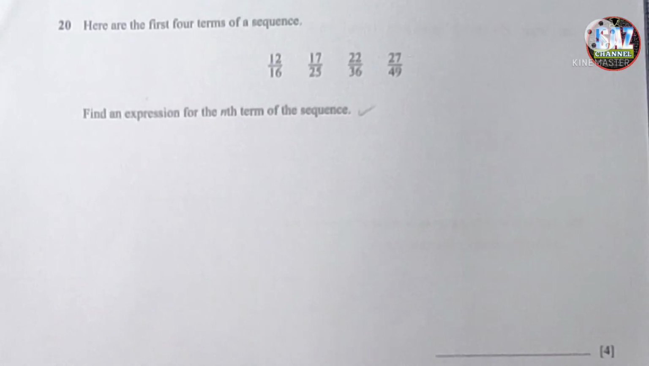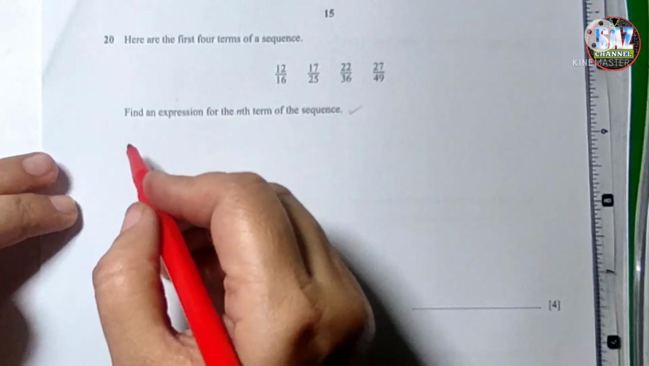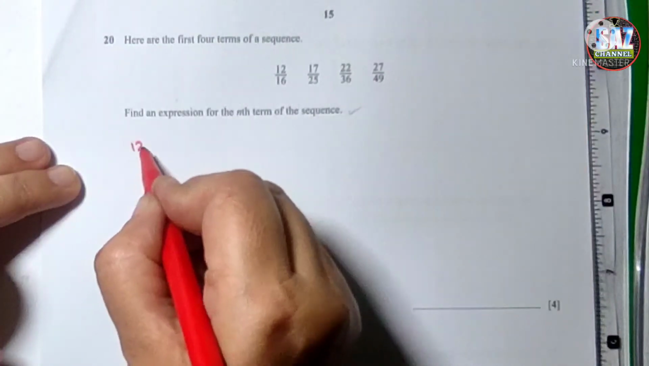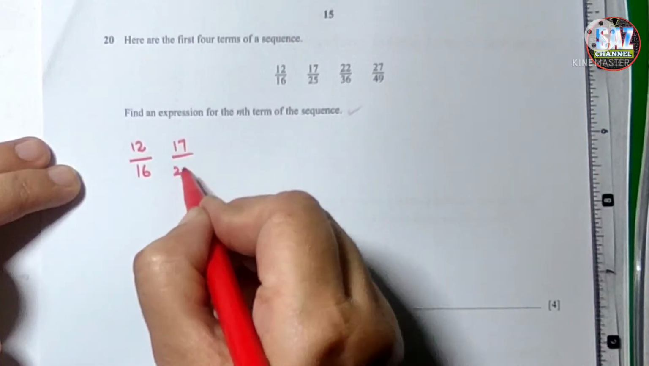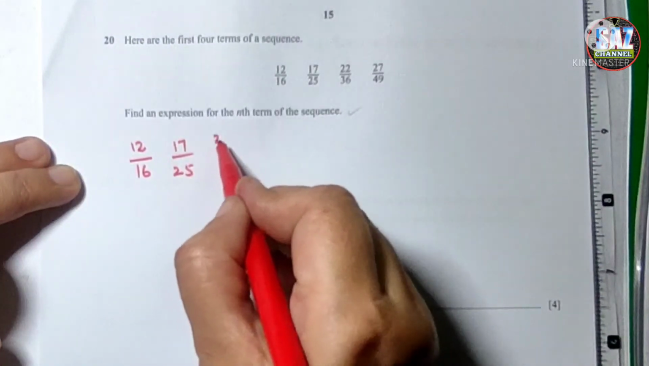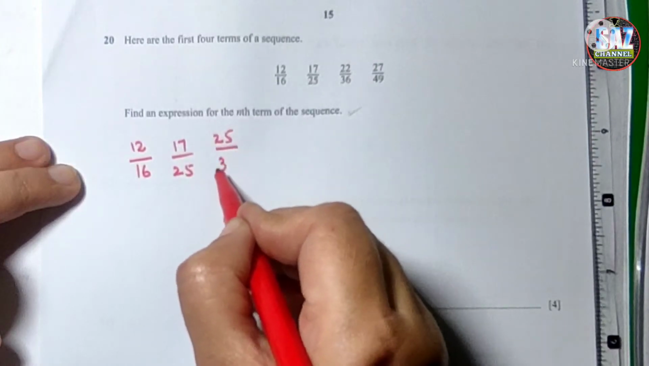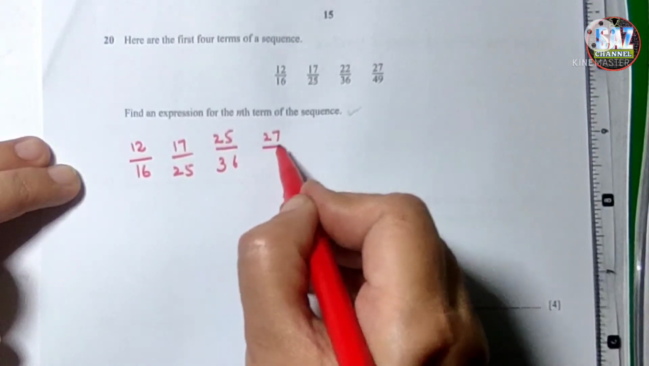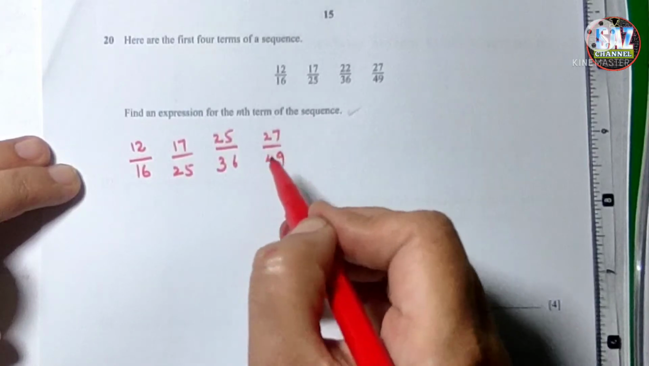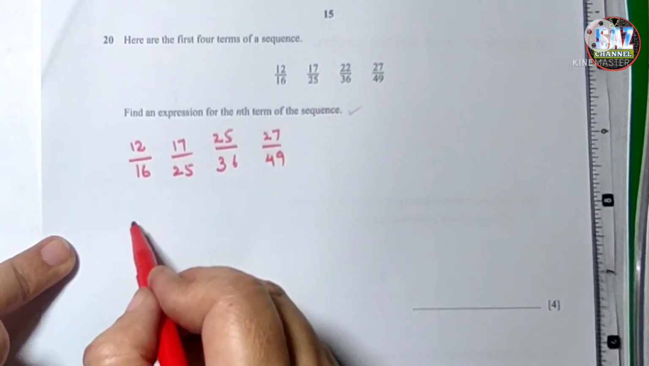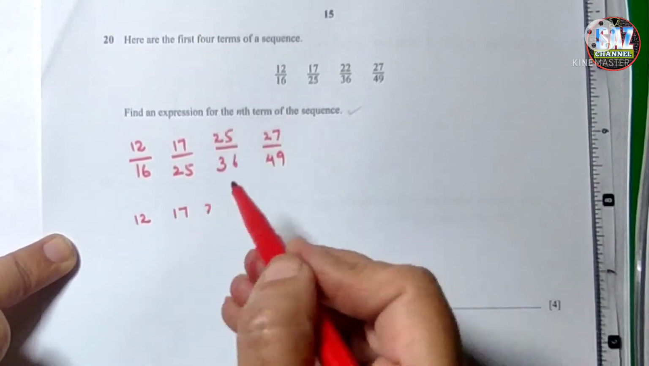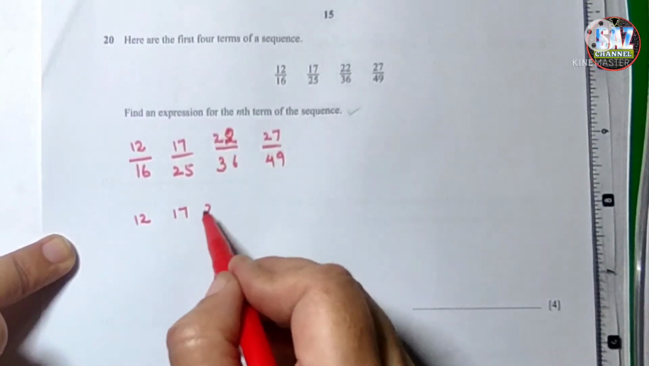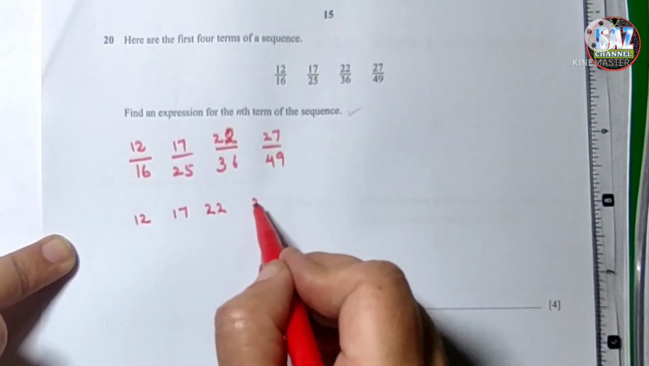Find an expression for the nth term of this sequence. The question is carrying 4 marks, so we have to show some detail working here. The given sequence is 12/16, 17/25, 22/36 and 27/49. First, let's talk about the numerator. That is 12, 17, 22, and 27.